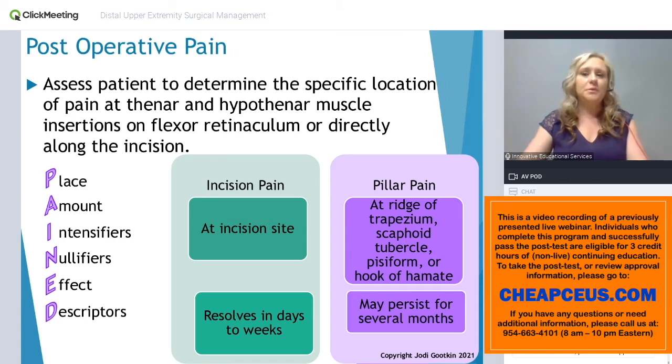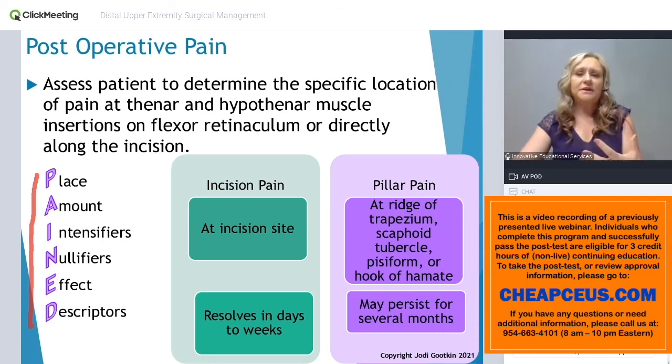Postoperative pain is something we're going to assess on all of our patients, and I borrowed an acronym from Brigham and Women's Hospital, PAINED. So we're going to look at the place, amount, intensifiers, what makes it better, nullifiers, what makes the pain worse, the effect of the pain on their function, and then the patient descriptors of the pain. We all know to pull that information.